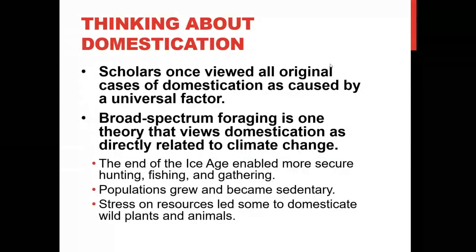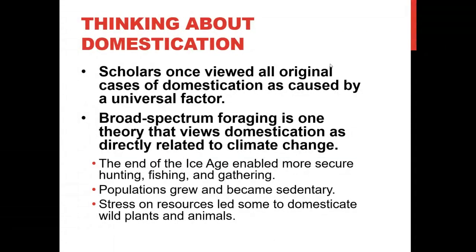So thinking about domestication. Scholars once viewed all original case domestication as caused by a universal factor. They have basically individual theories as to why domestication came about. The first one is broad spectrum foraging. Broad spectrum foraging is one theory that views domestication as directly related to climate change. The end of the ice age enabled more secure hunting, fishing, and gathering. Populations grew and became sedentary, and stress on resources led some to domesticate wild plants and animals.